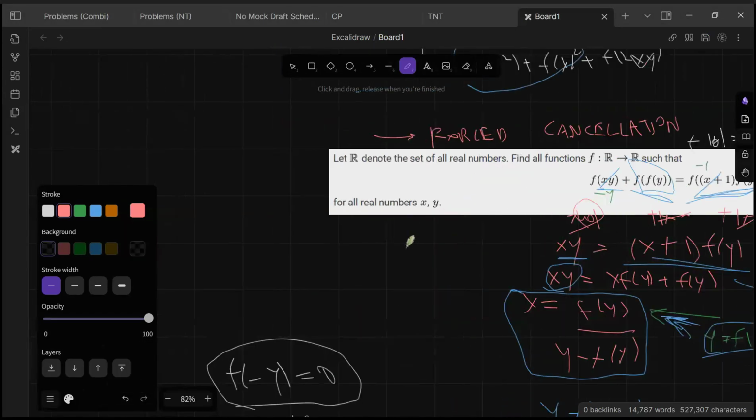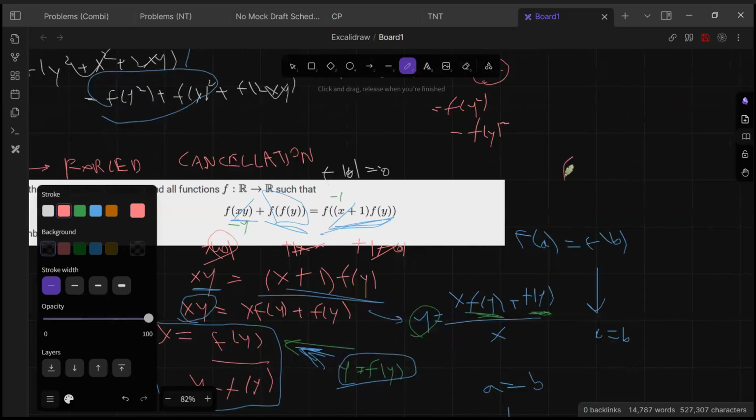So what we will get if we put in minus y is f of minus xy plus double f of minus y is equal to 0. Wait, double f of minus y is also 0, right? If f of minus y is 0, then double f of minus y is 0, and f of minus y is 0 implies the RHS is also 0. So basically, if f of minus y is 0, then f of minus xy should be 0 for all x.